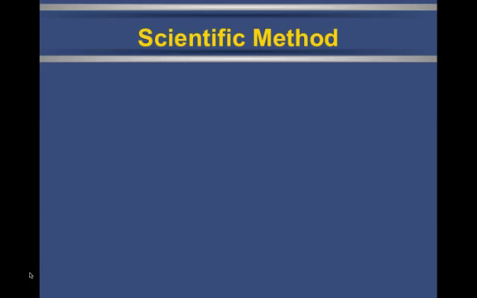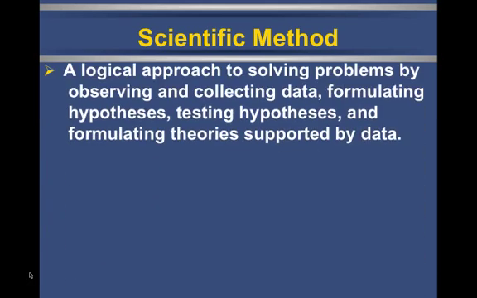Scientific method. In chemistry or in any science, we have a very specific way of solving problems. We call it scientific method. You've been studying it for years. It's a logical approach to solving problems. We make observations, collect data, formulate hypotheses, test those hypotheses, and then we develop theories supported by that data.